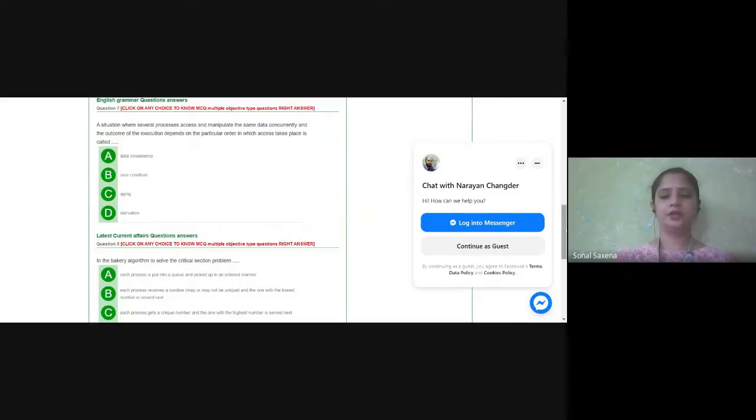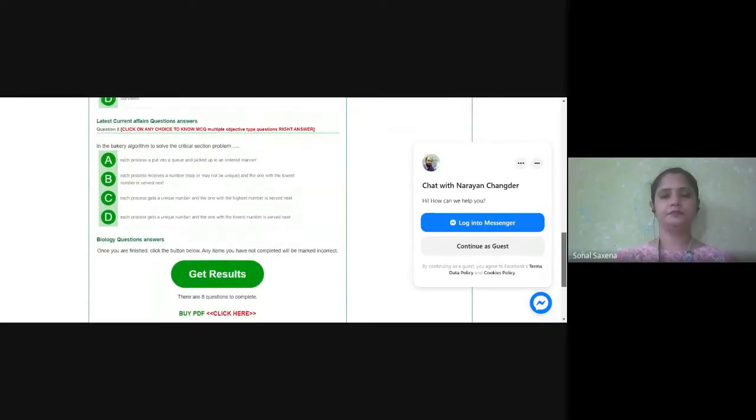Now see question number eight. In the bakery algorithm, to solve the critical section problem, each process is put into a queue and picked up in an ordered manner. Each process receives a number, and the one with the lowest number is served next. Or, each process gets a unique number, and the one with the highest number is served next. Or, each process gets a unique number, and the one with the lowest number is served next.